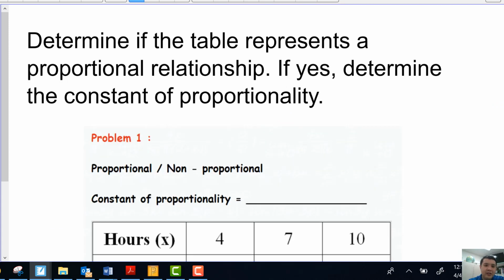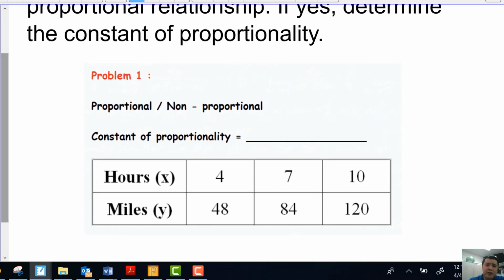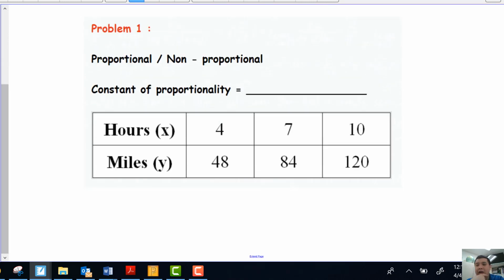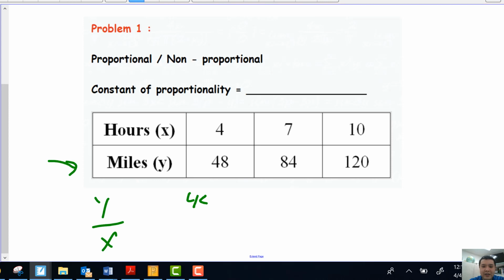It says determine if the table represents a proportional relationship. If yes, determine the constant of proportionality. So we said that a proportional relationship will have a constant of proportionality. And what this table is saying is that when you do y divided by x for each one of these, they should all equal each other. So we're saying that y, which is in this line right here, 48 divided by 4 should be, if this is a proportional relationship, 84 over 7, which should also be 120 divided by 10.